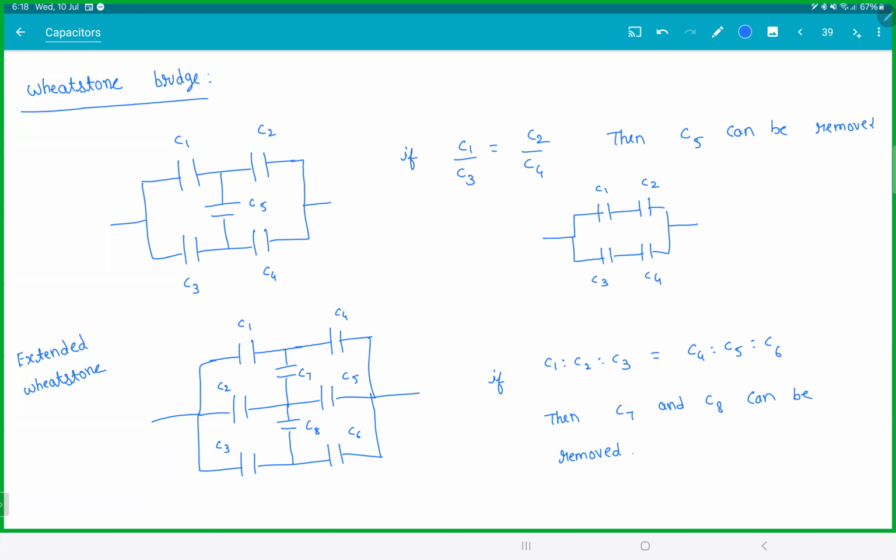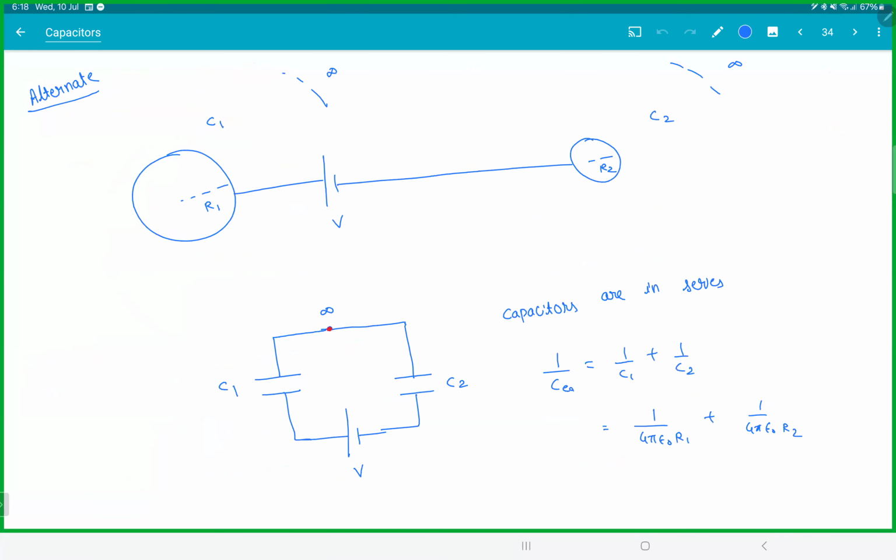Let's see. Rehan, clear na? Adrit, Abhinav, Aditya. Great. Let's see a question.